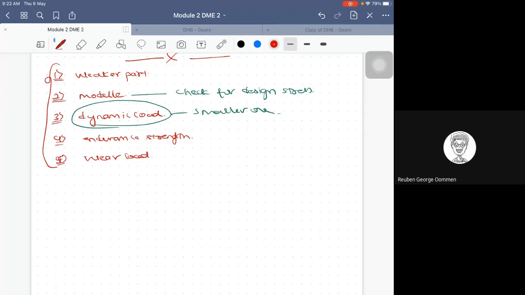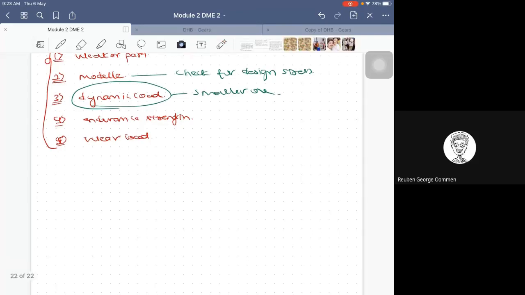Understood? So we will be solving the last problem on spur gears, which has all this stuff: identifying the weaker part, calculating module, dynamic, endurance, and wear. All the stuff is there in that particular problem. After this, we will be moving to helical gears. So I want everyone to solve this particular problem now.